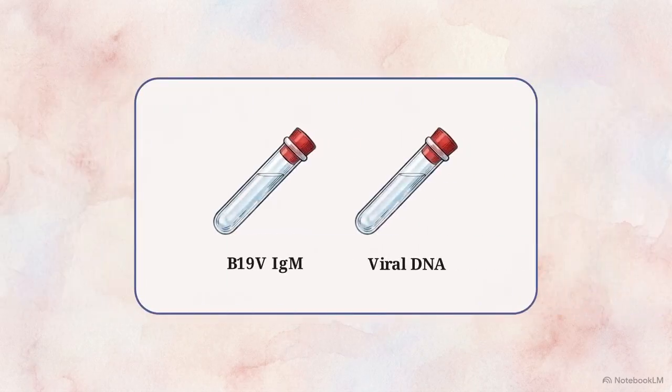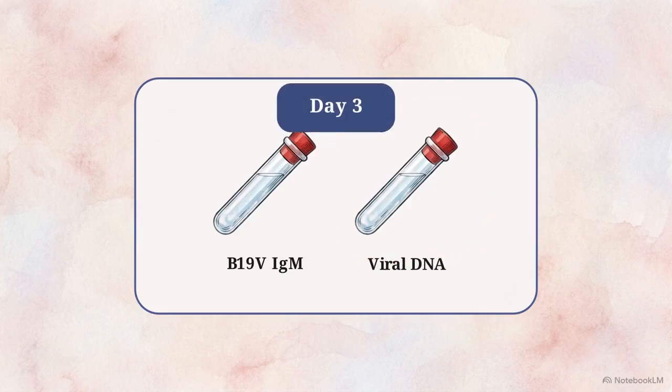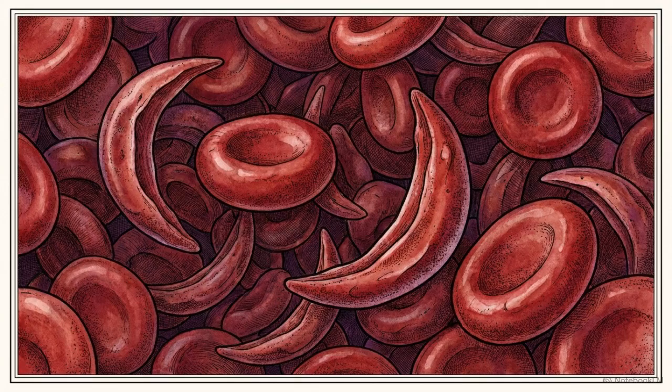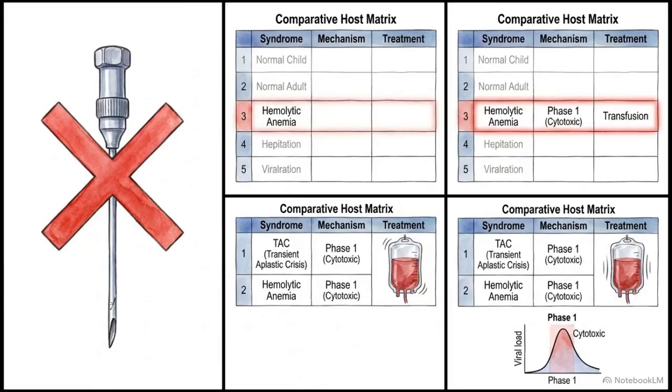Standard protocol involves detecting B19V IgM and confirming viral DNA by day 3 of the crisis. For patients with sickle cell disease, the clinical presentation is definitive. The acute reticulocyte drop is diagnostic on its own, making an invasive bone marrow biopsy unnecessary. The required intervention is immediate.